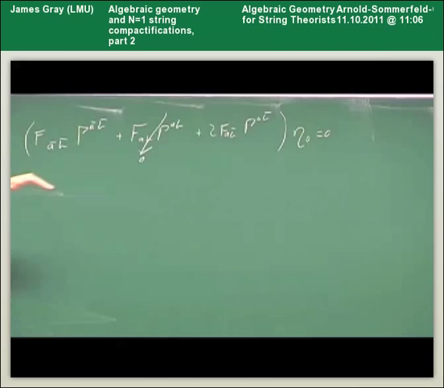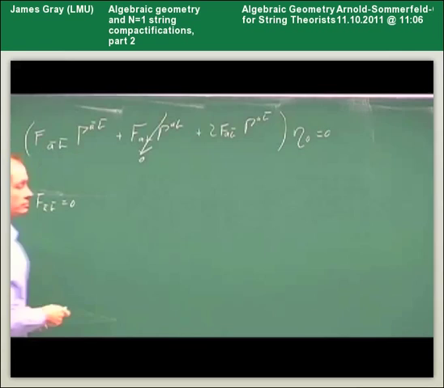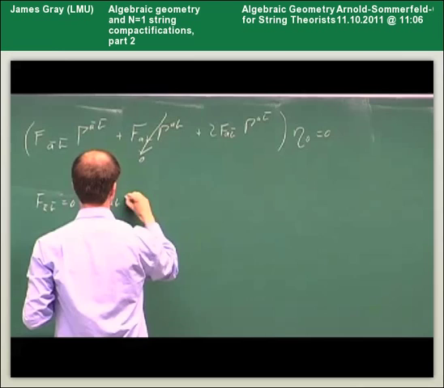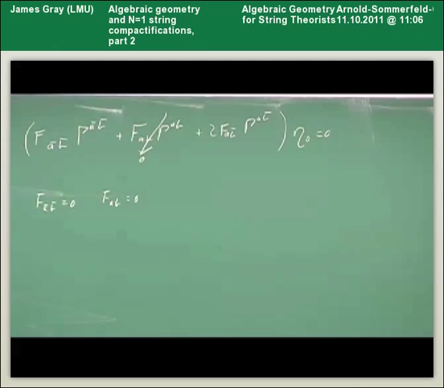So what we have is F A bar B bar equals zero. That's one equation. Of course, we also have to have the conjugate of that. We've got a real gauge field, so that's also true. And then all we're left with is this final term here.